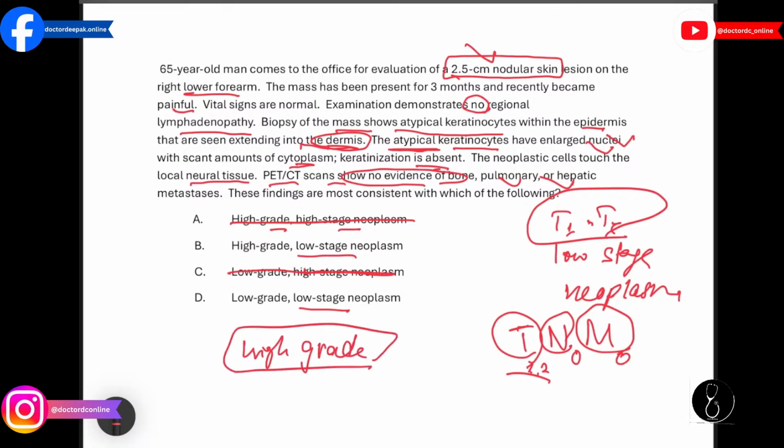If the cancer cell and tumor cell are well differentiated, it is low grade. If they are poorly differentiated and atypical, then it will be high grade. Our right answer is high grade, low stage neoplasia.